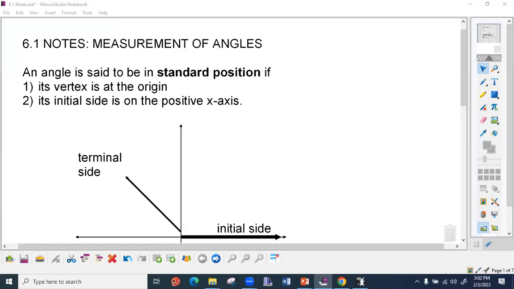We're on 6.1 notes, measurement of angles. An angle is said to be in standard position if the vertex goes through the origin. Its initial side starts on the positive x-axis, and you go counterclockwise. Where it stops, that is its terminal side.